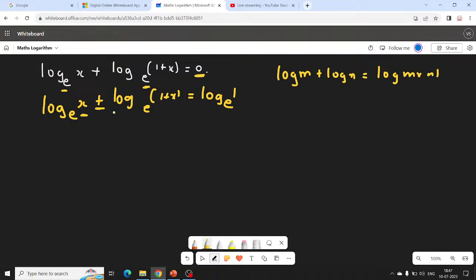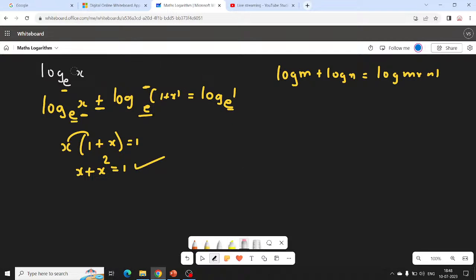So what happens this way? This will be x into 1 plus x is equal to 1, because all the bases are same, e, right? So you multiply this now. x into 1 is x. This is x square is equal to 1. This is your answer. That's it. Here the answer is in the form of equation. Okay. So now we'll do little easy question.